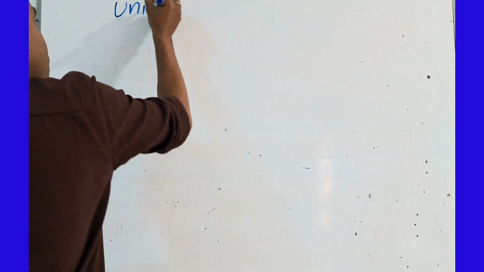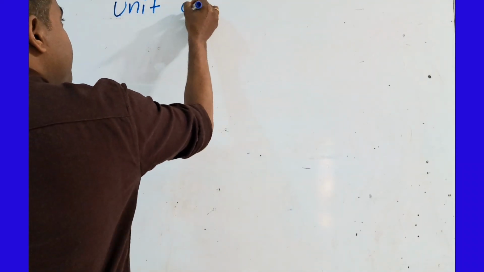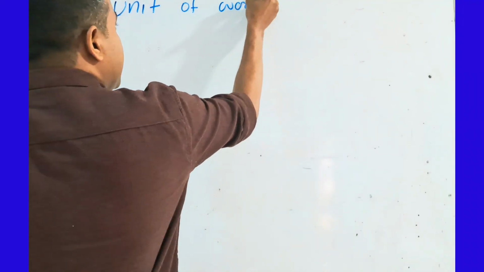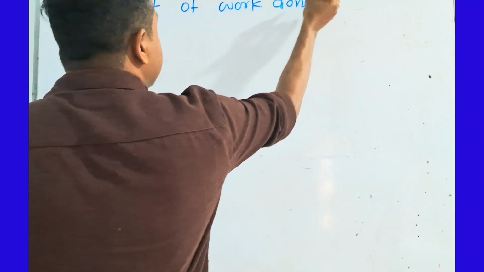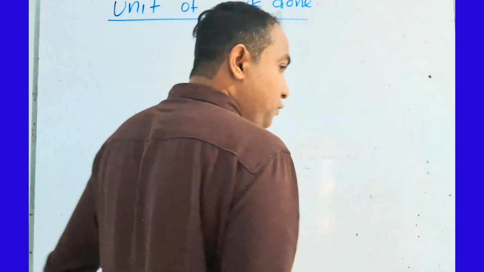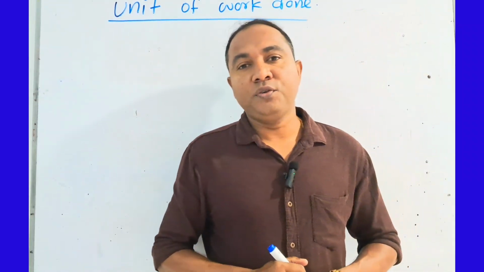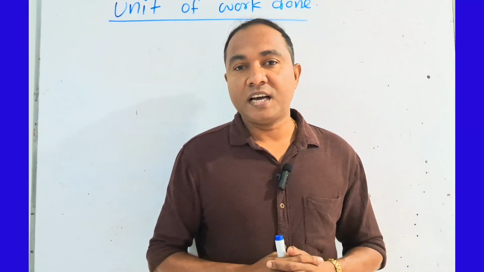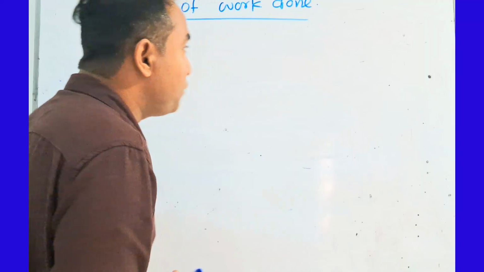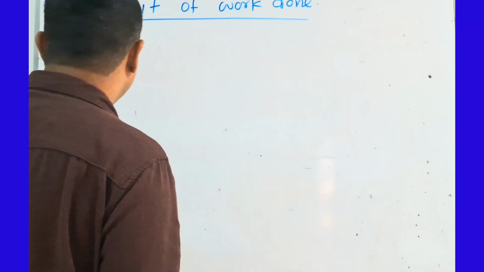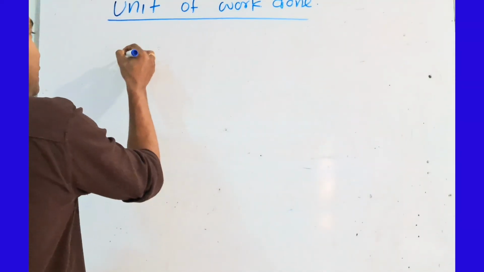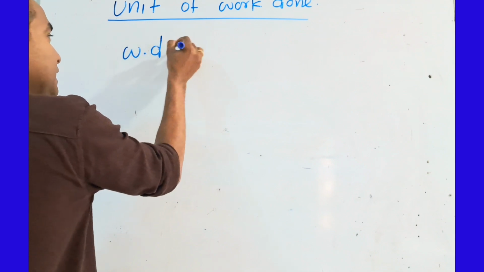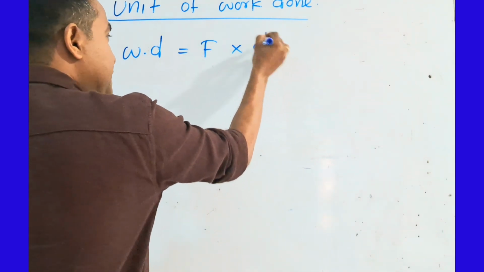Then we are going to learn about the unit of work done. Now we learned what work done is. How do we get the unit of work done? You must remember, to get the unit of work done we should use the equation of work done. So what is the equation of work done as we learned earlier? Work done is equal to force times distance.